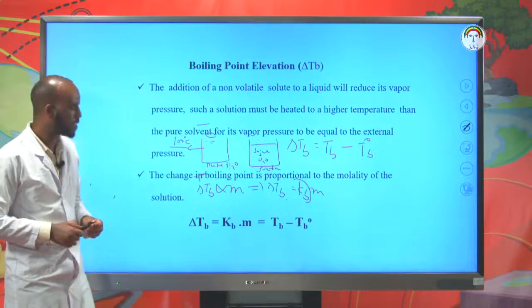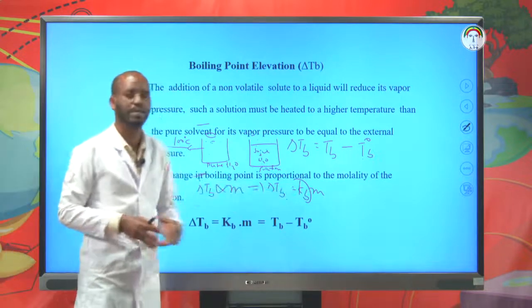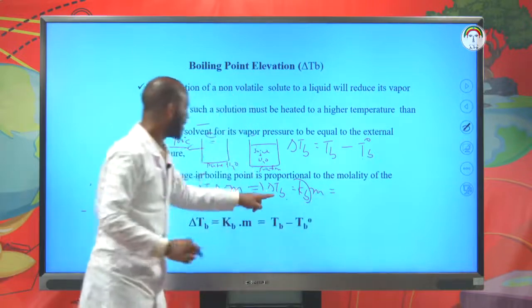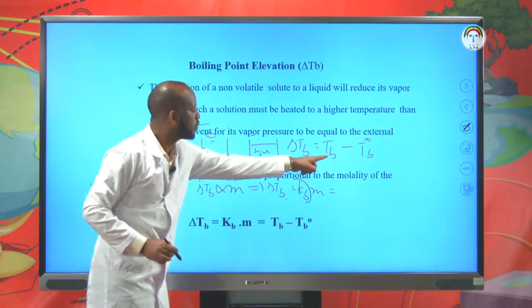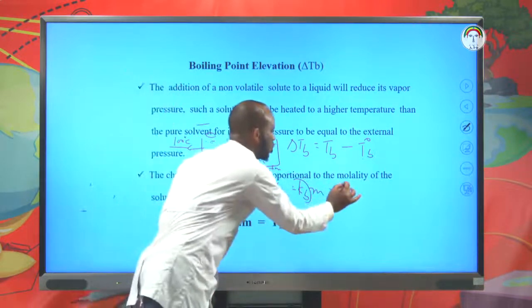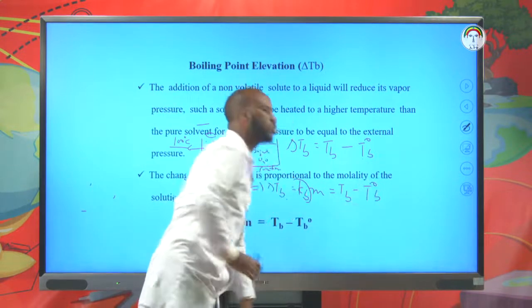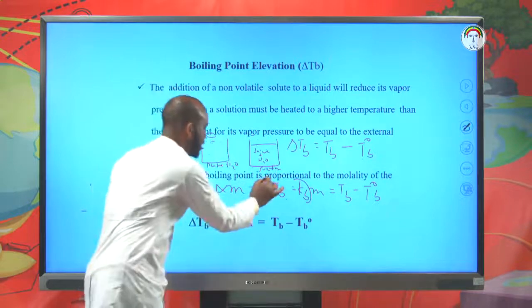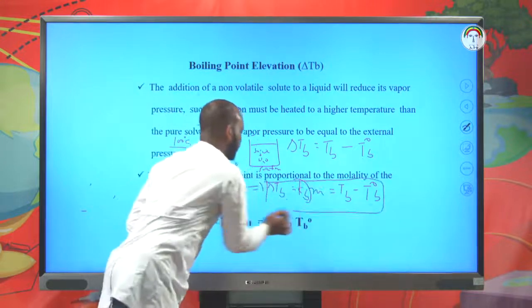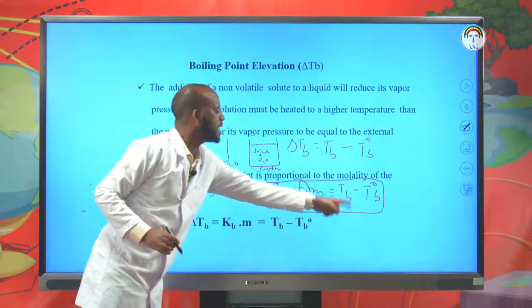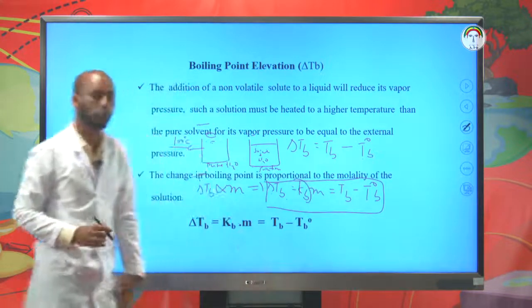One way of expressing concentration of a solution is molality. Delta TB is boiling point of the solution minus boiling point of pure solvent. Delta TB equals Kb times molality, equals boiling point of the solution minus boiling point of pure solvent.